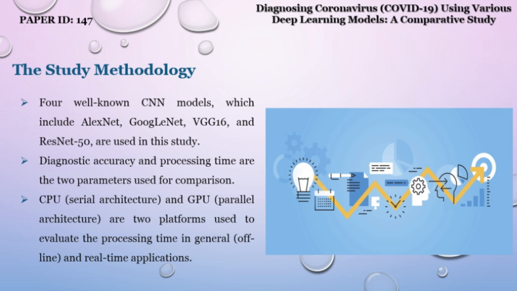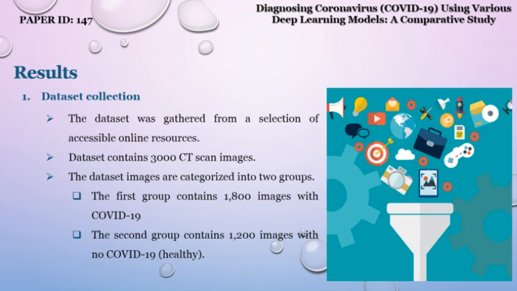This comparative study used four famous deep learning models: AlexNet, GoogleNet, VGG, and ResNet. Two comparative parameters are used: diagnostic accuracy and processing time. Also, for real-time purposes, the GPU platform, as a parallel processing architecture, is applied, as well as the general CPU platform. However, for accurate comparison, the input dataset for all models is the same.